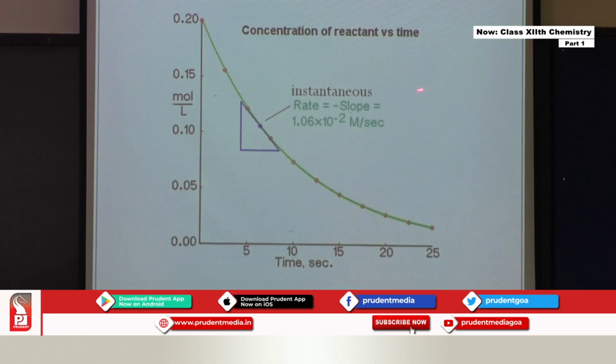Here in this example, instantaneous rate is calculated already and given to you. There are two particular points selected here on the line and the slope is calculated. So let me repeat that instantaneous rate is calculated as negative dR by dt and it can also be given as negative slope.